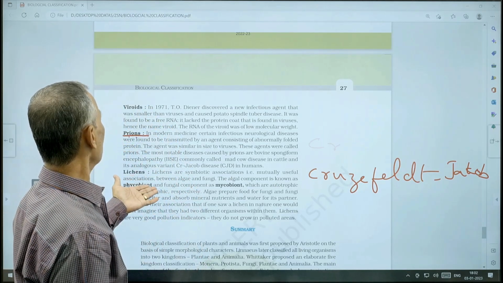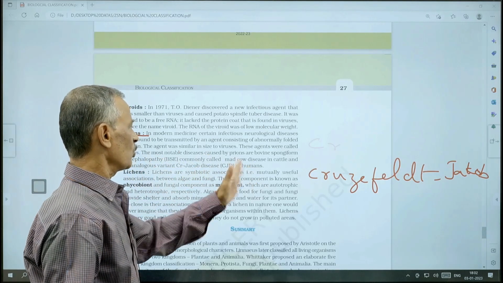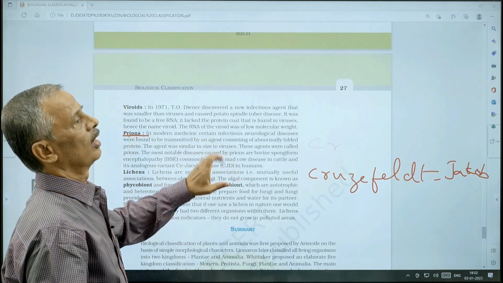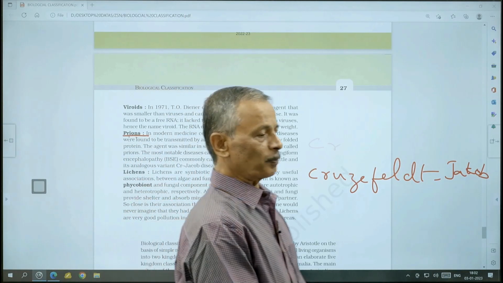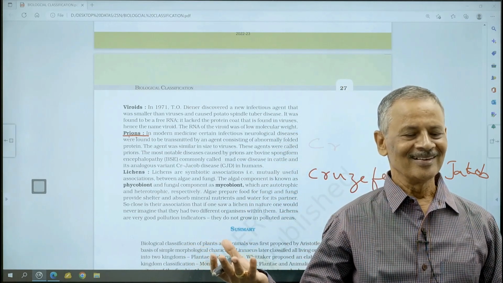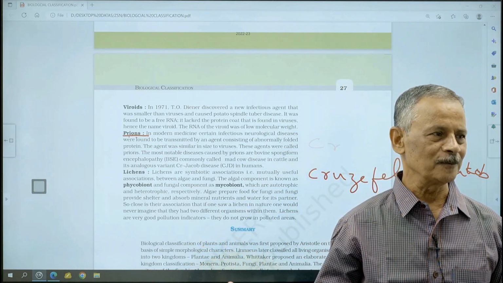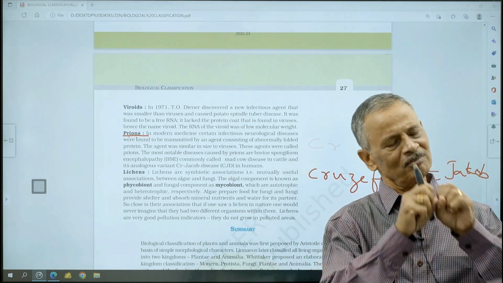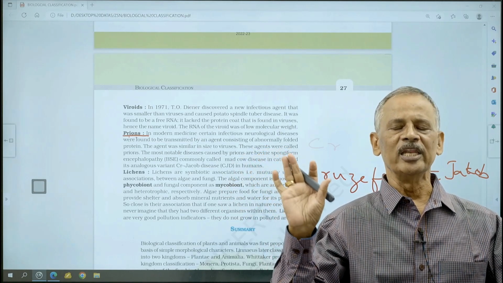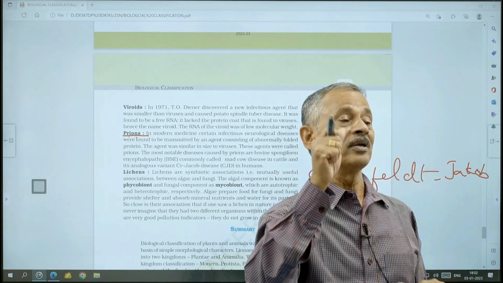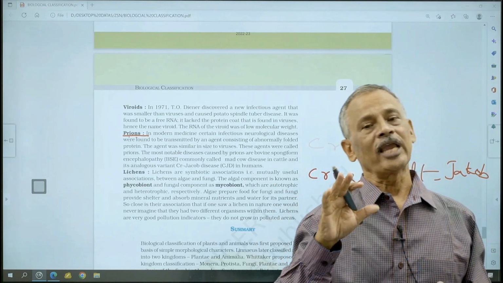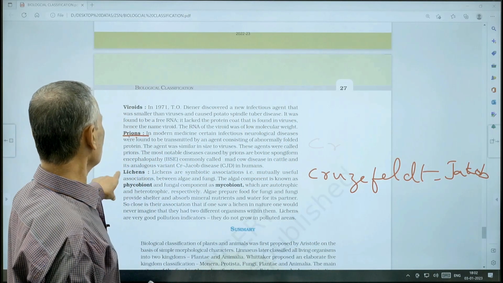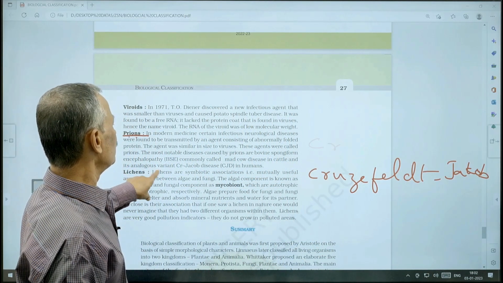Now, lichens are a symbiotic association between both fungi and algae. Once you separate them, they become dead. They cannot be separated. They can live only in that association. So, how can you group them? Can you group them along with fungi? No. Can you group them along with algae? No. So, such an association where both of them are benefited is called symbiosis.